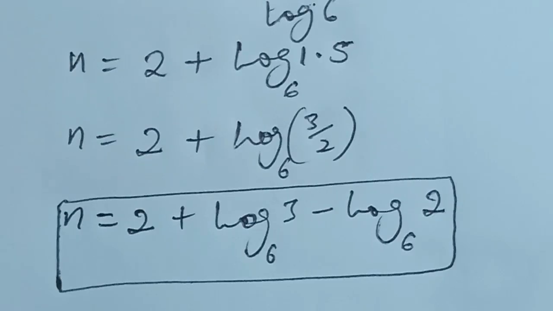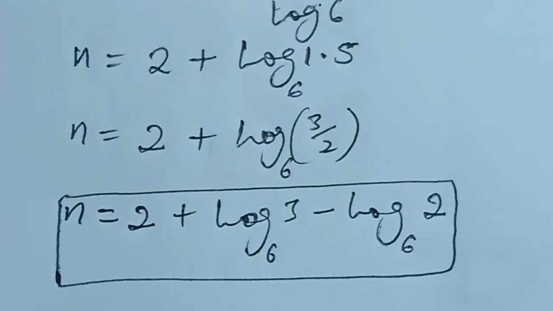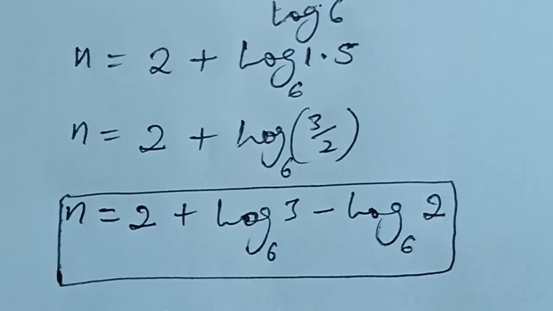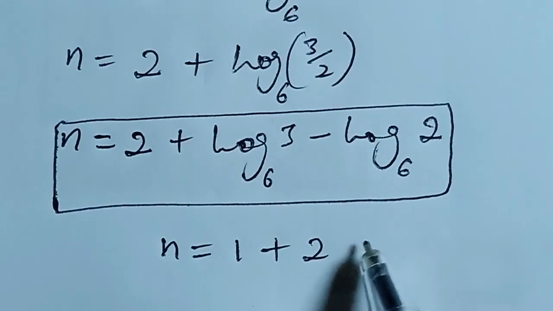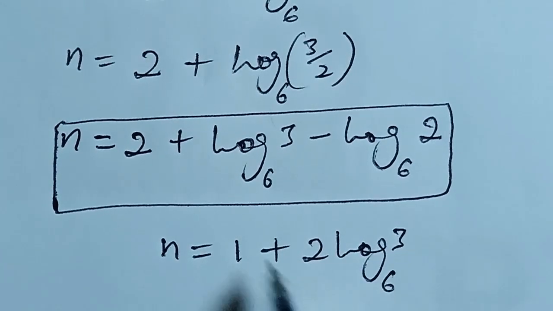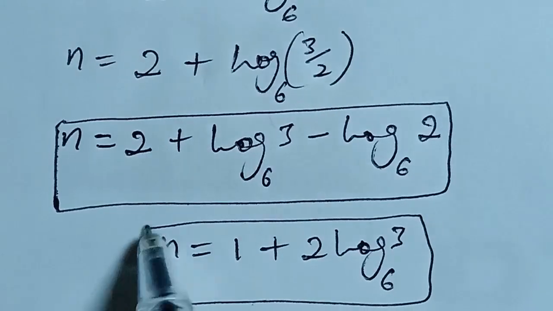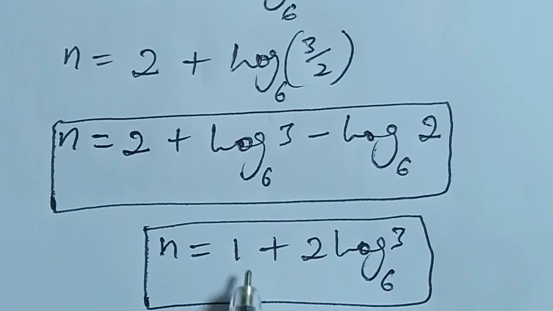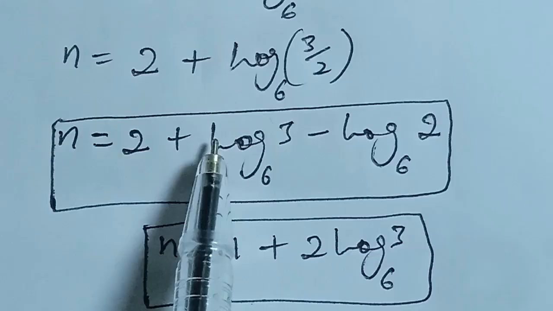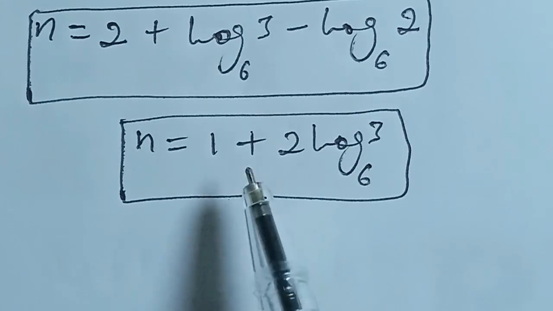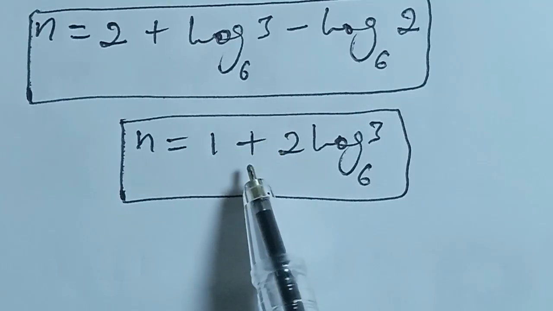But we might be wondering, when we said earlier that n is equal to 1 plus 2 log 3 base 6, this is what we told you earlier. Yes, they are both the same, and it can be proved that this is equal to this and this is equal to this as well. So let's demonstrate how this is equal to this.